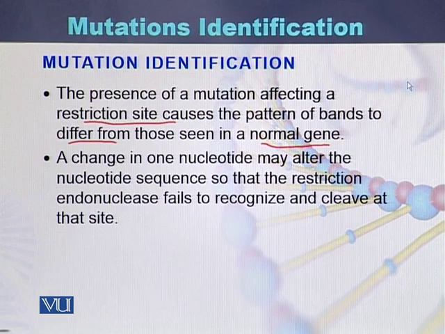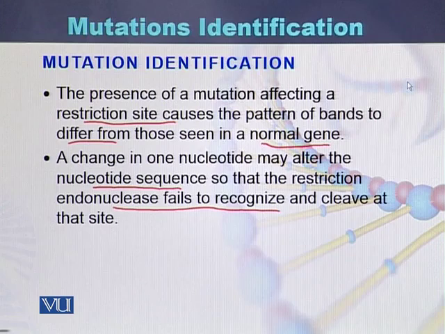A change in a nucleotide may alter the nucleotide sequence, so the restriction endonuclease fails to recognize and cleave the DNA from that particular site. So this is the basic principle of how mutations are identified in Southern blotting.